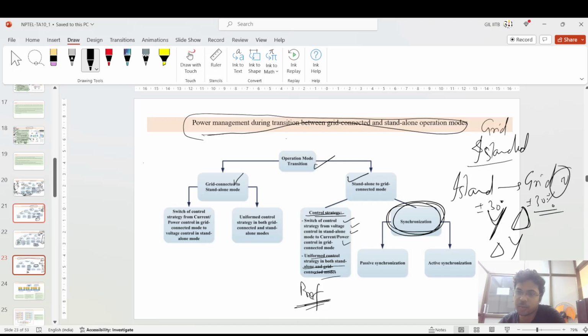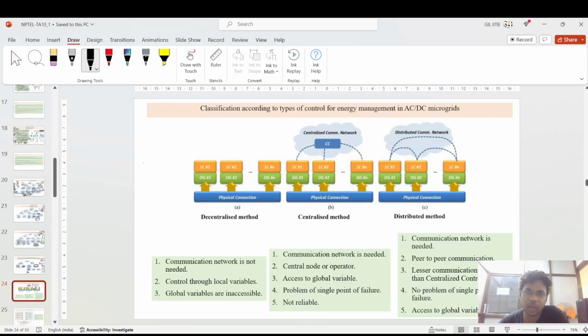So if it is plus minus 30 degree, then the opposite side also has to be plus minus 30 degree based upon that. Okay, so there are two types of synchronization, that are passive and active synchronization. Based upon this, it depends on what methodology you are using for synchronization of the grid and your microgrid. And for grid connected to islanded, there is a very limited control strategy, which is switching of the control strategy from current to power, and a uniform control strategy for both grid connected and standalone. Okay, so this is the end of this module.